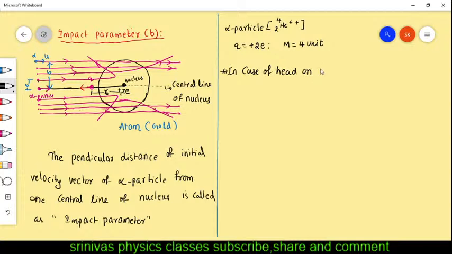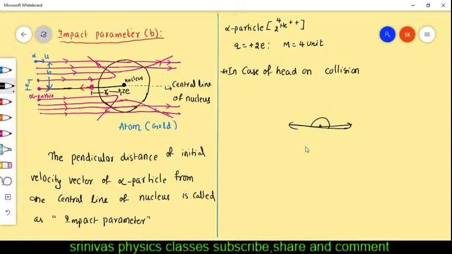What is the angle of scattering? Angle of scattering means the angle between the scattered alpha particle and the incident alpha particle. The incident alpha particle is going right side firstly in the figure, and then after the scattering, due to the repulsion, it will come back after traveling a certain distance. This is the initial direction, this is the final direction.